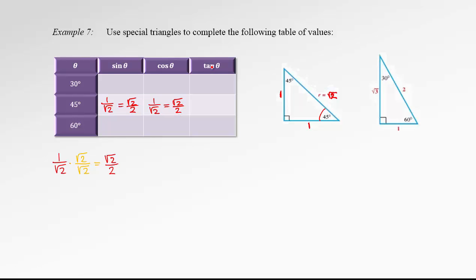Both are fine. Finally, tangent of 45 degrees is opposite over adjacent, so it's just 1. Very nice value. Easy to remember. Tangent 45 is equal to 1.